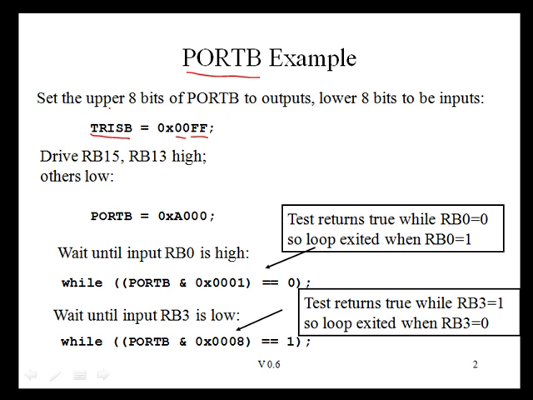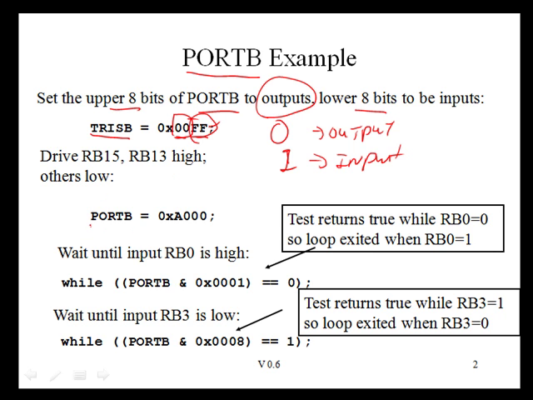This means that the upper 8 bits of port B will all be outputs because their corresponding TRIS bits are all zeros, while the lower 8 bits of port B would all be inputs because their corresponding bits in TRISB are 1. The way that you can remember that: if a TRISB bit is a 0, that means output, O for output. If it's a 1, it's an input.